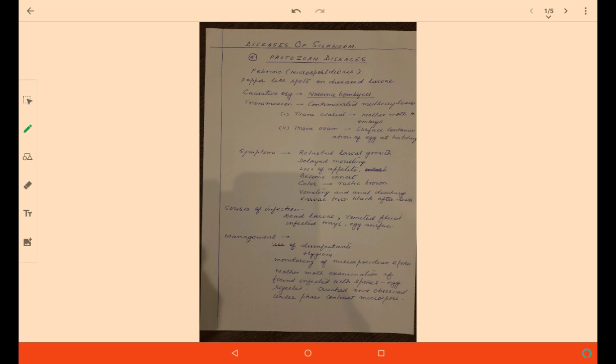We use disinfectants of many kinds to disinfect the rearing places. Hygiene maintenance is recommended, along with monitoring of Microsporidium spores by microscope. The mother moth examination is done. If found infected with spores, the eggs are rejected. The method of examination is crushing the eggs and observing them under the microscope.